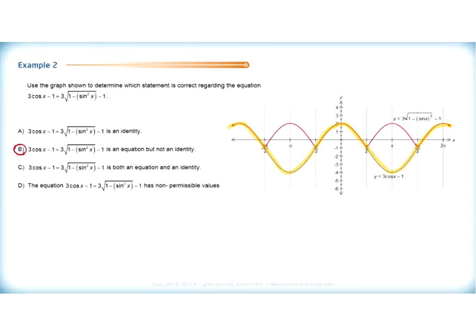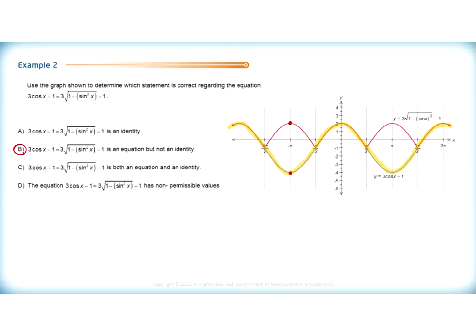It is not an identity because there are permissible values of x that have 2 different values for y. As an example, when x is negative pi, I get y equals 2 on the graph for the right side of the equation, whereas I get negative 4 on the graph for the left side of the equation.